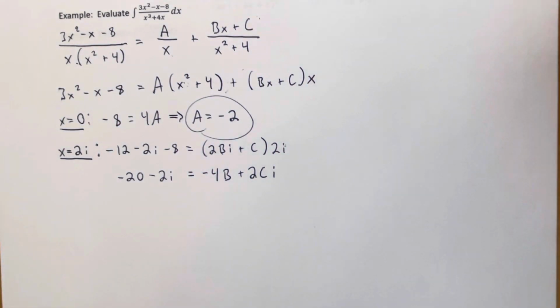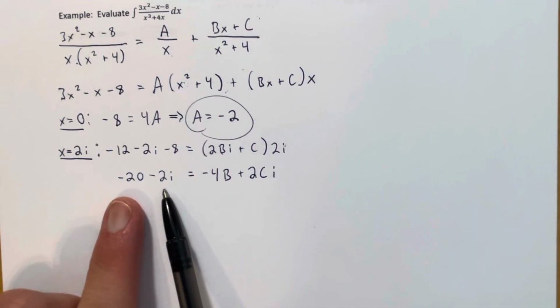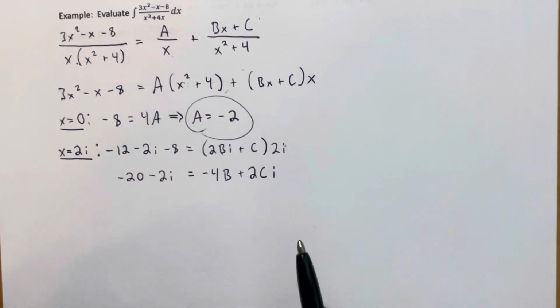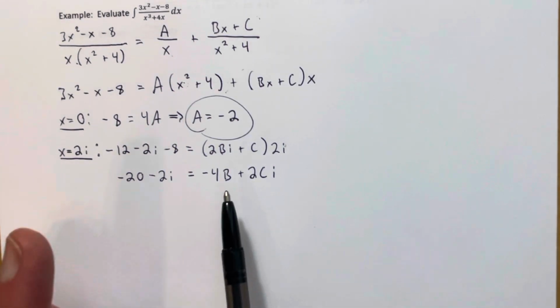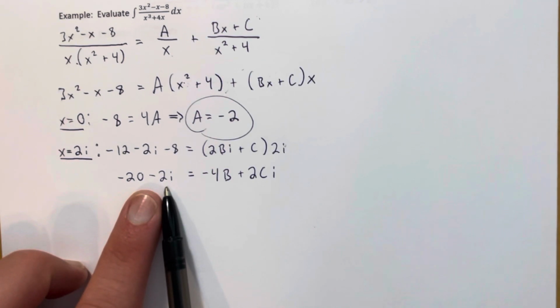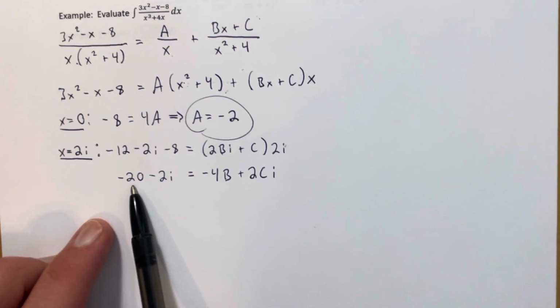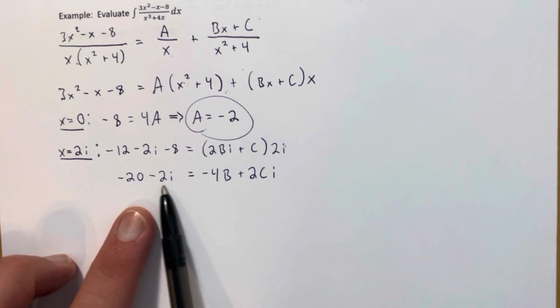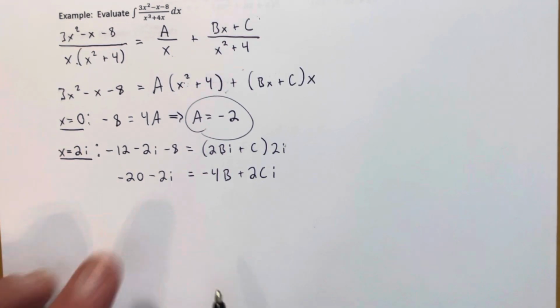Okay? Now what I have is a complex number on the left and a complex number on the right. If you remember from your work with complex numbers in previous classes, complex numbers have two parts to them. They have a real part and they have an imaginary part. The real part of this complex number is -20. The imaginary part is -2. Not -2i, it's just the real number in front of the i. We call that the imaginary part.